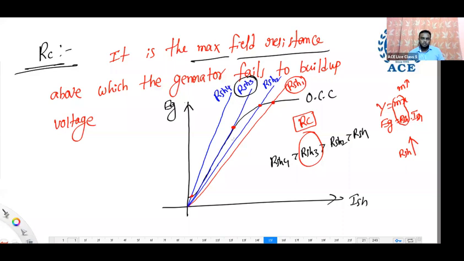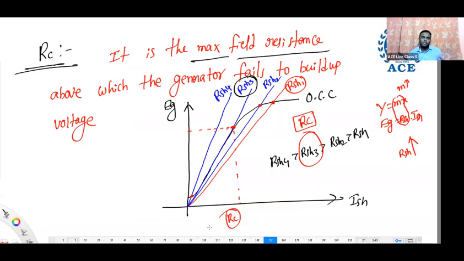So RSH3. If you want to find that RC value, at the maximum touching point, measure the voltage here. Measure this voltage, how much it is, and correspondingly measure the field current and take the ratio of the two, and you will get the critical resistance value. Like that we find it in the actual graph also.